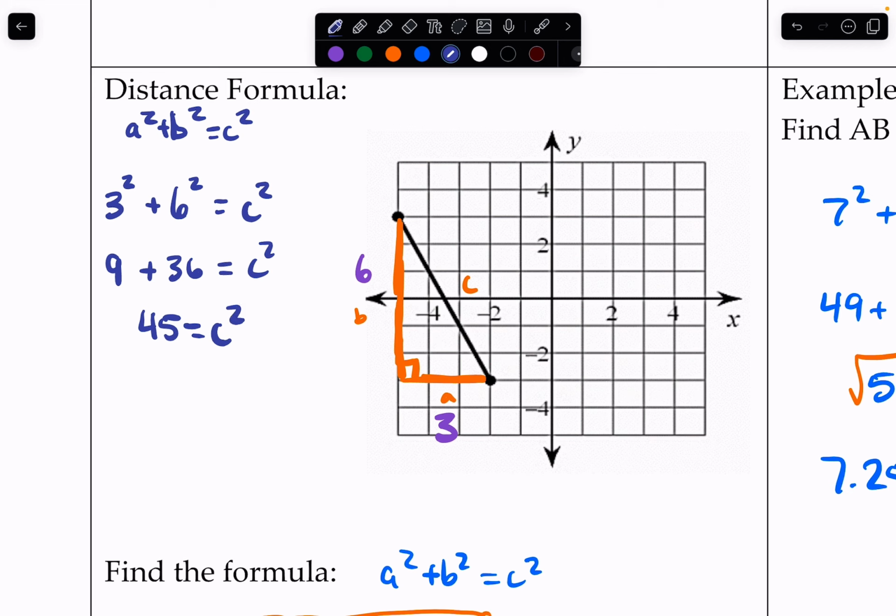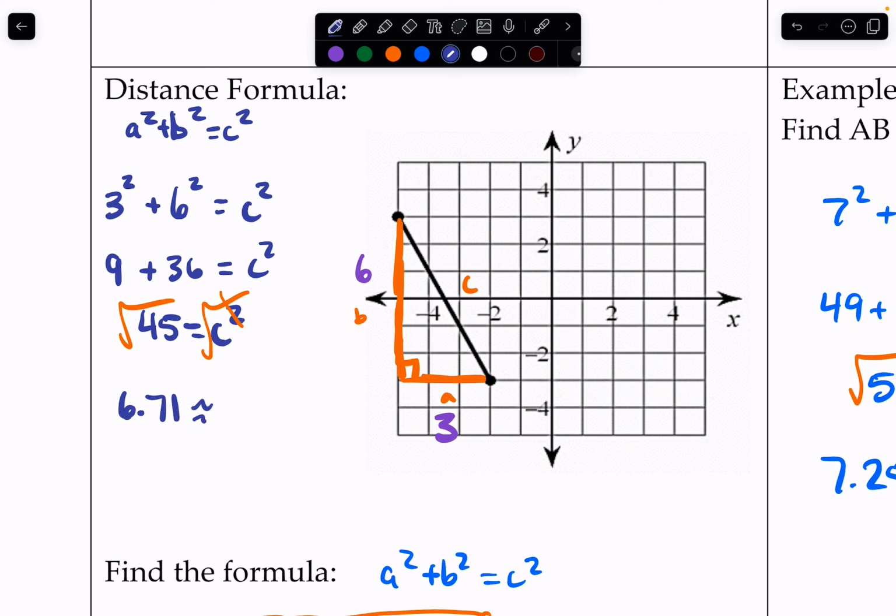Still equals C squared. We are going to use the square root property of equality, which means that you can undo that exponent using a square root. The inverse operation of something squared is taking the square root, so that's going to cancel that out. And then the square root of 45, we can either leave as the square root of 45, we can simplify that down into like 3 times the square root of 5, or we can just write that as a decimal. Let's say that that is about 6.71.